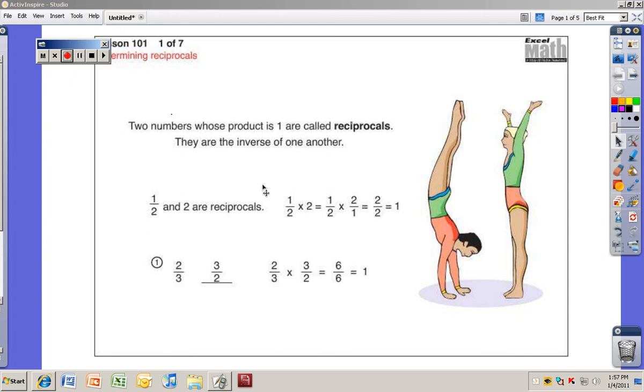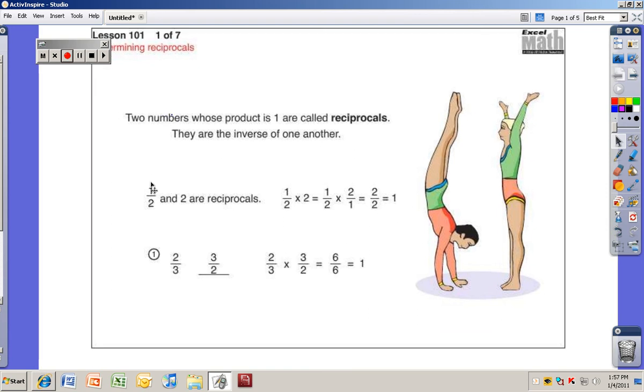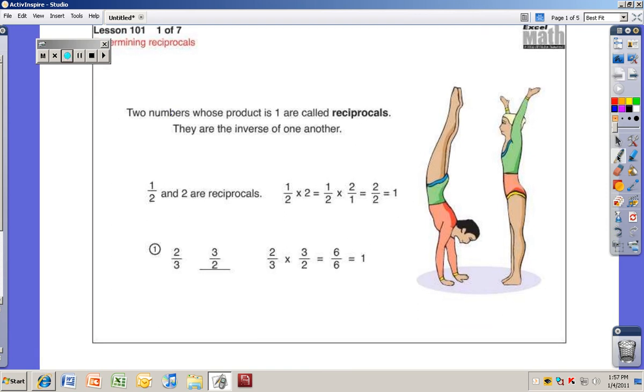Big studio audience here. Okay, two numbers whose product is 1 are called reciprocals. They are the inverse of one another. Well, that sounds very complicated. Actually, what you're saying when you talk about the reciprocal is you take the fraction 1/2 and you flip it over to be 2 over 1. That's the reciprocal, the refliprical. Get it?